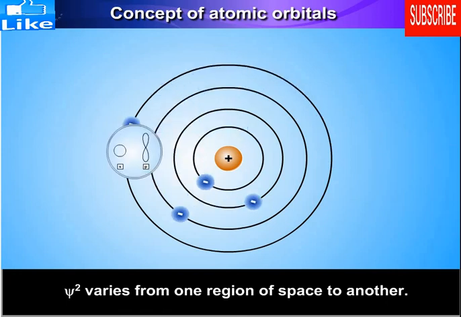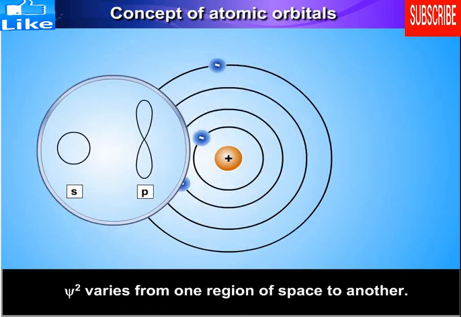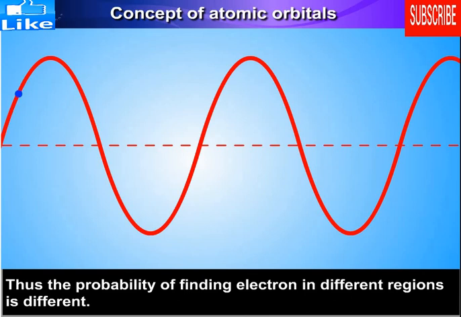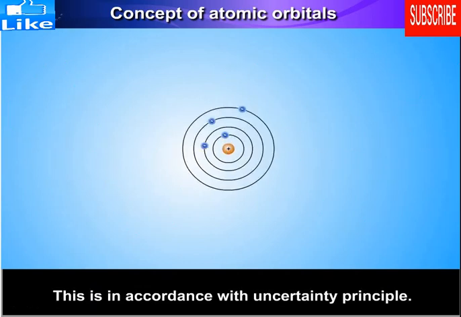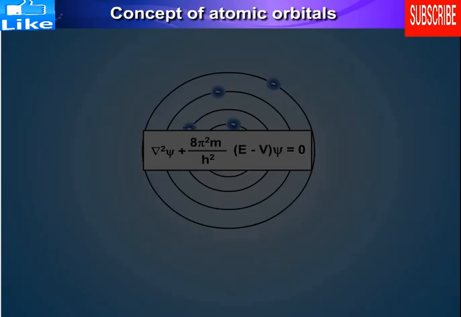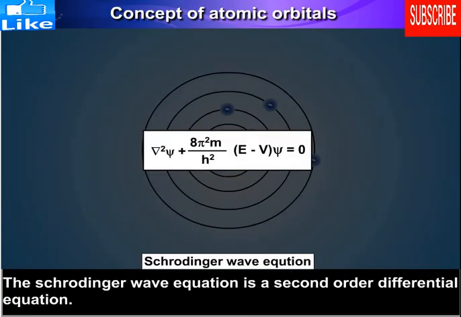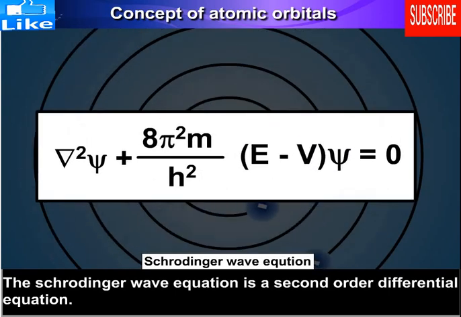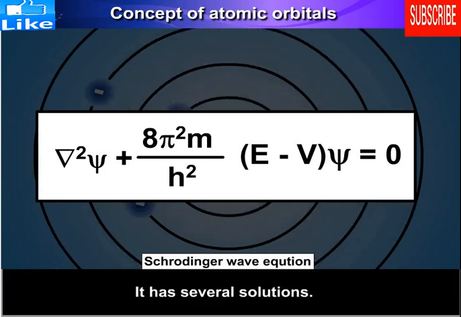Psi square varies from one region of space to another. Thus, the probability of finding electron in different regions is different. This is in accordance with uncertainty principle. The Schrodinger wave equation is a second-order differential equation. It has several solutions.